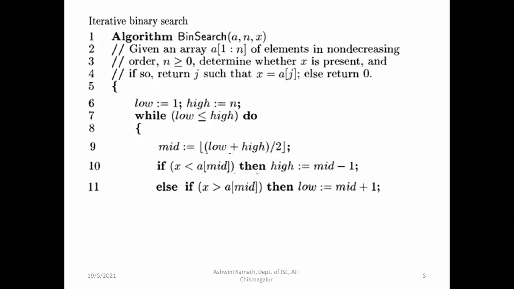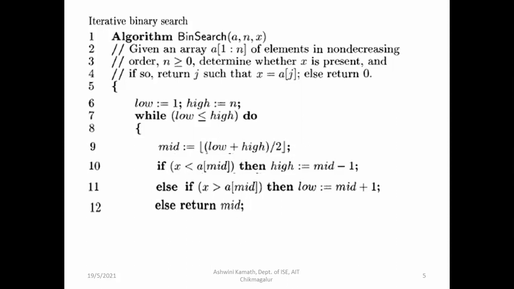So if x is less than a of mid, the element to be searched is on the left side. Change the value of the last index, so high is equal to mid minus 1. Else if x is greater than a of mid, then you change the initial position, so low is equal to mid plus 1. Else if a of mid is equal to the value of x, then return mid.